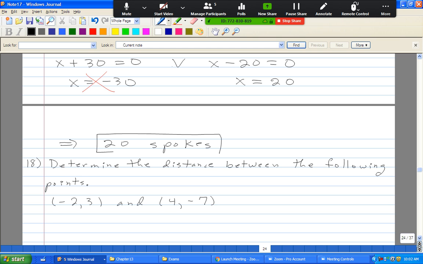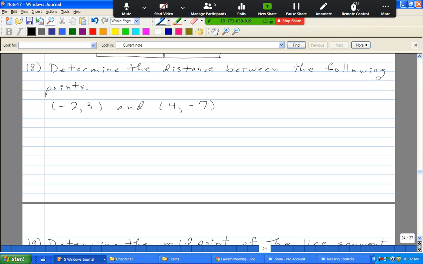Okay. Let me do problem number 18. Determine the distance between the following points. Well, the distance between any 2 points by Pythagorean's theorem is, well, the difference in their x coordinates squared plus the difference, so a squared plus b squared, y2 minus y1 squared is c squared. So let's take the square root.